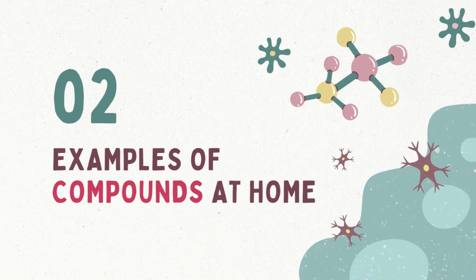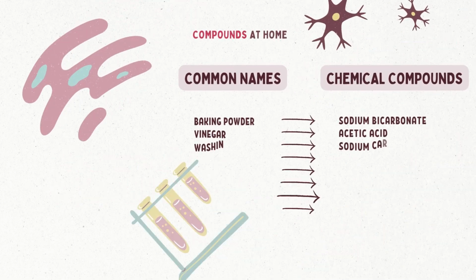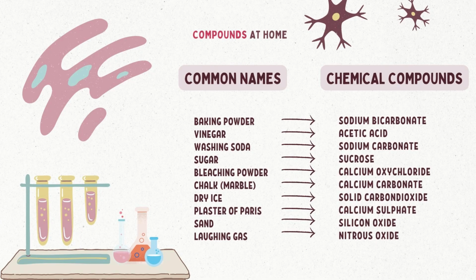So let us give you an example of compounds at home. Here are the common names to chemical compounds. One of the common names is baking powder, which we all know of, and its chemical compound is sodium bicarbonate. Vinegar is acetic acid, washing soda is sodium carbonate, sugar is sucrose, bleaching powder is calcium oxychloride, chalk or marble is calcium carbonate, dry ice is solid carbon dioxide, plaster of Paris is calcium sulfate, sand is silicon oxide, and laughing gas is nitrous oxide.